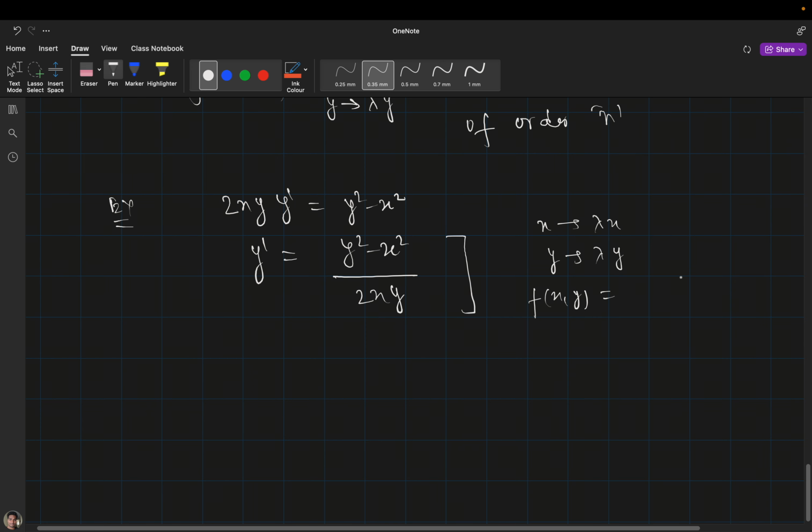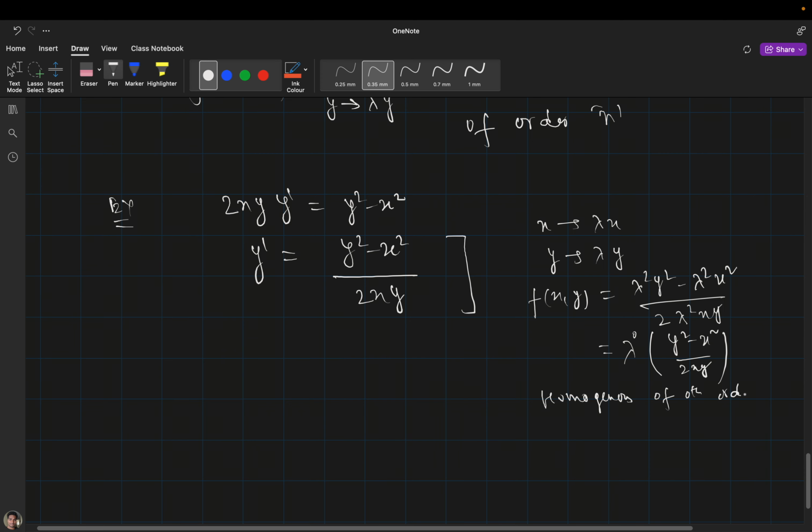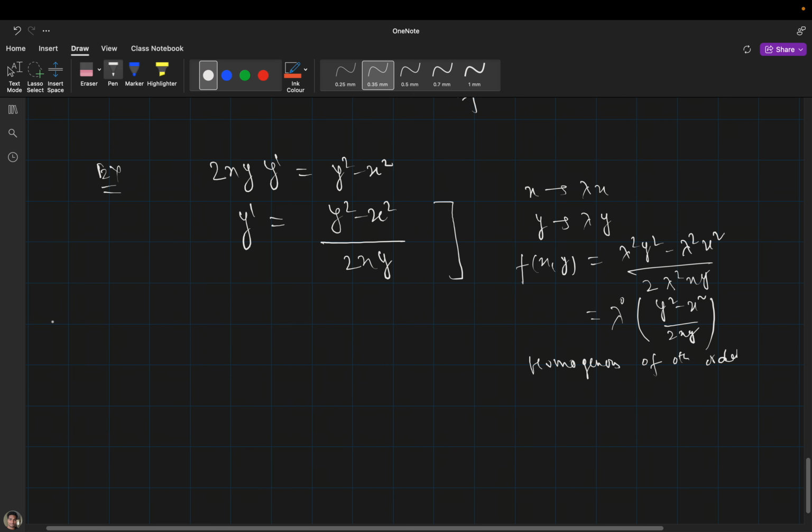f(x, y) equal to lambda square y square minus lambda square x square divided by 2 lambda square xy. And you can see that this is lambda raised to the power 0 times the same function, y square minus x square divided by 2xy, which means that this is homogeneous of 0th order. Then what will be the procedure to solve this differential equation?